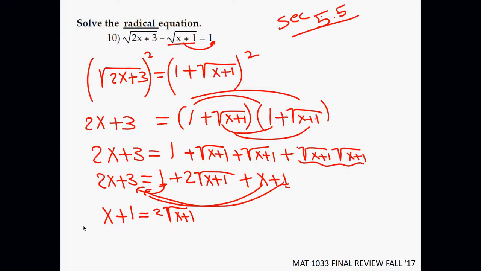Now, to get rid of that radical, I have to square both sides again. If we multiply here again the x plus 1 by x plus 1, squared twice, you will end up with x squared plus 2x plus 1. And in the right-hand side, if you square the 2, you will have 4 times x plus 1.